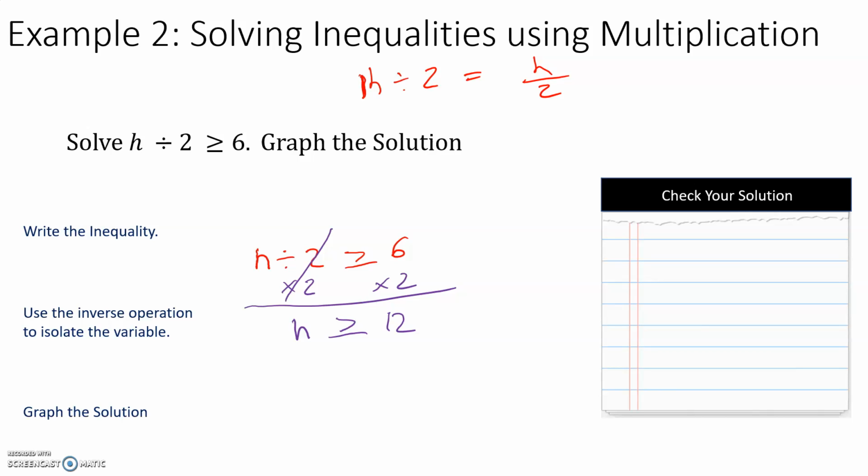All right, so now I'm going to graph the solution. And it says use the inverse operation to isolate the variable, so I'm solving it. So graph the solution, h. I'm going to find 12, closed circle again, because h has the bar, 12 can be included.